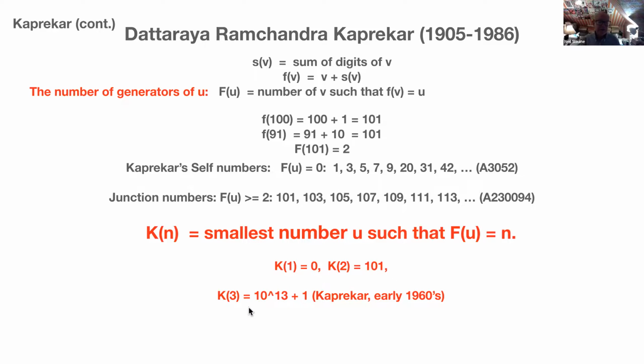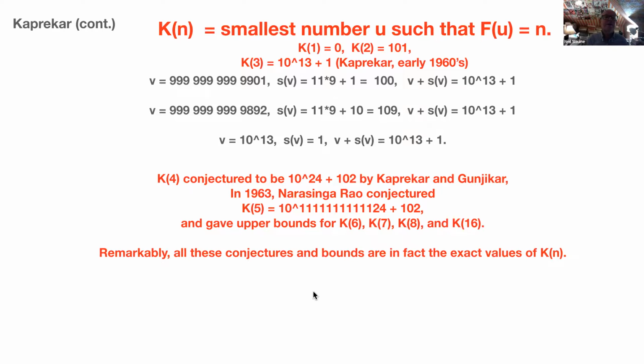And K of 3, the smallest number with 3 generators, Kaprekar found in the early 1960s: 10 to the 13 plus 1. Now, in those days, that was pretty impressive. Nowadays, you can check that directly, but it's quite impressive what they did then. Kaprekar himself found 10 to the 13 plus 1. And here are the 3 inverses, the 3 generators.